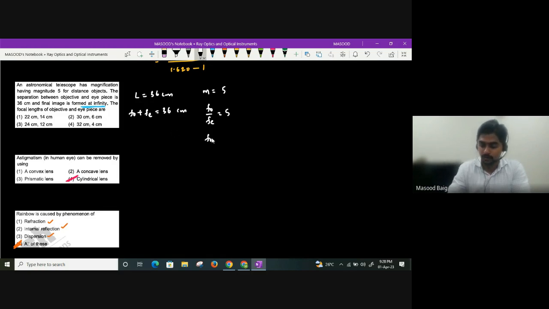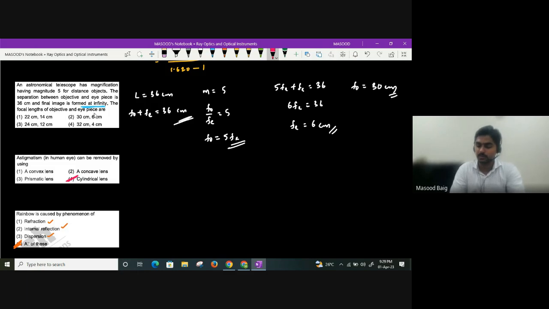So what will F naught value be, guys? 5 times Fe. You can use this and this. So what will I get? 5 Fe plus Fe will be 36. 6 Fe will be 36. Fe value will be 6 centimeters. Automatically, F naught value will become 30 centimeters. So what will be the focal length of objective and eyepiece they are asking? So what should be the answer, beta? 30 and 6 centimeters will be the answer. Clear?